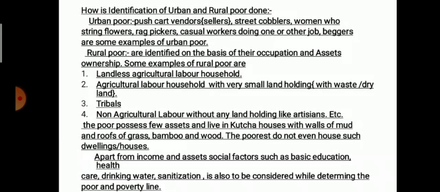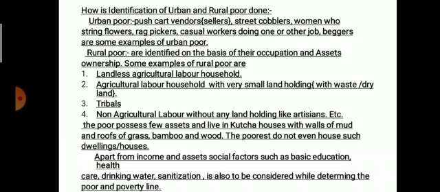Then the third one is tribal. Tribal means people who move from one place to another. They do not have any house of their own. They do not belong to any city or any rural area. They are moving from one place to another in search of work.